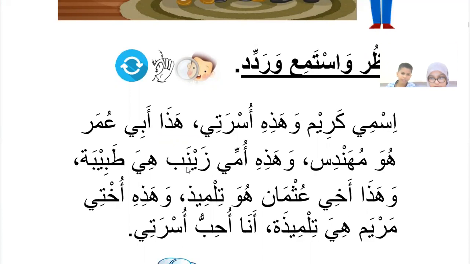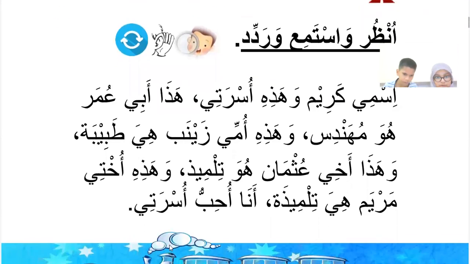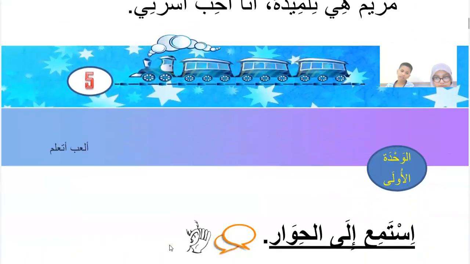Wahazihi Ummi Zainab. This is my mother Zainab. She is a tabiba. She is a doctor. Wahaza Akhi Usman. This is my brother Usman. Huwa Tilmiz. He's a student. Wahazihi Ukhti Maryam. This is my sister Maryam. Hiya Tilmiza. She is a student. Ana Uhibbu Usrati. I love my family.